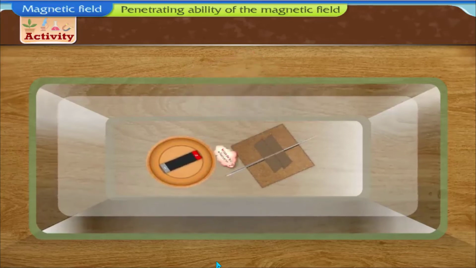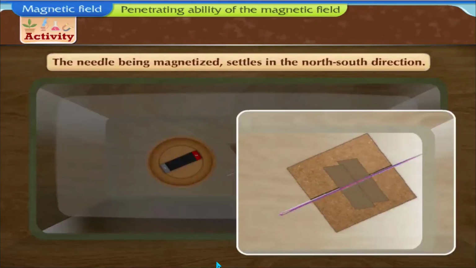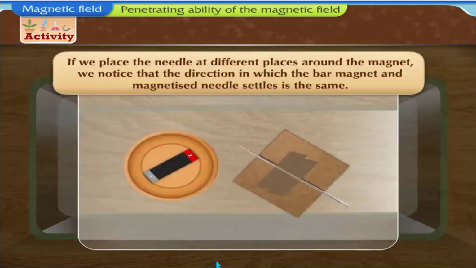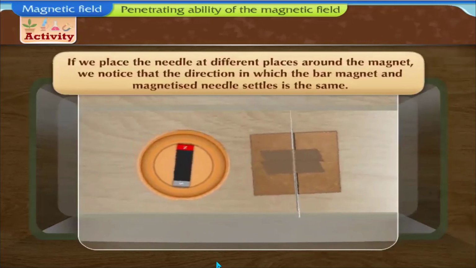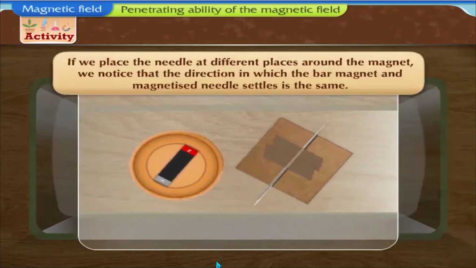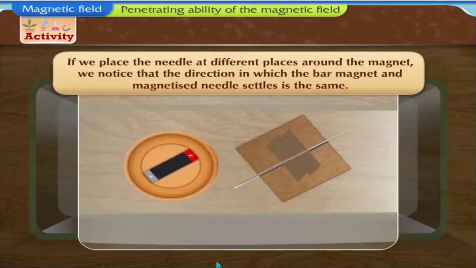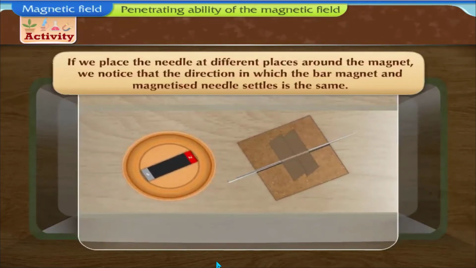Yes, the needle, being magnetized, settles in the north-south direction. If we place the needle at different places around the magnet, we notice that the direction in which the bar magnet and magnetized needle settle is the same. After understanding about magnet, magnetic field, and magnetic lines of force, let us answer a few questions.